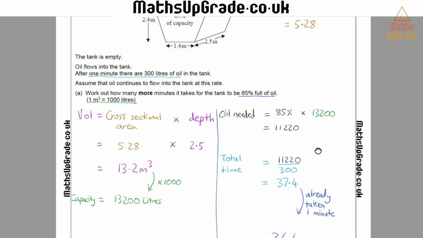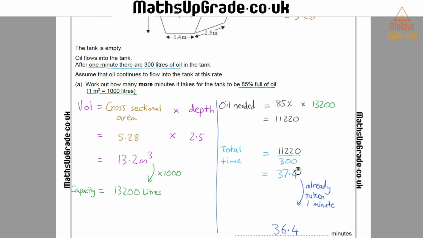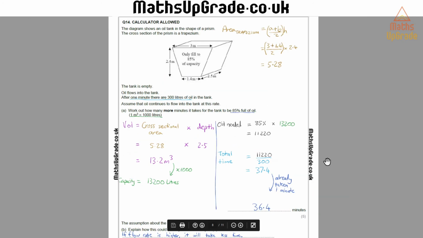The total time taken to fill it, well, to find that out, I need to divide this capacity by the flow rate. Since 300 litres of oil flow into it in 1 minute, to find the number of minutes, I need to divide the capacity by this 300 to give me the number of minutes taken to fill this tank. Then just subtract 1 minute, since 1 minute is already elapsed, and that gives us 36.4 minutes. The question doesn't say in minutes or seconds, so 36.4 is absolutely fine to leave it like that, and that would give you your 5 marks.